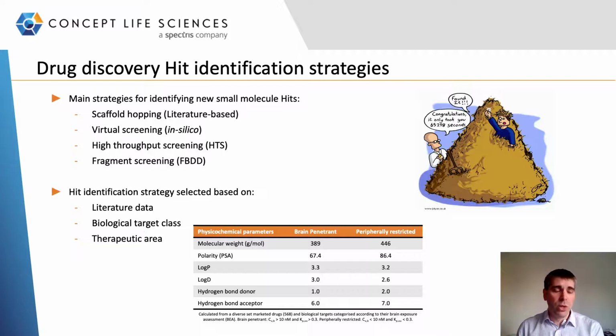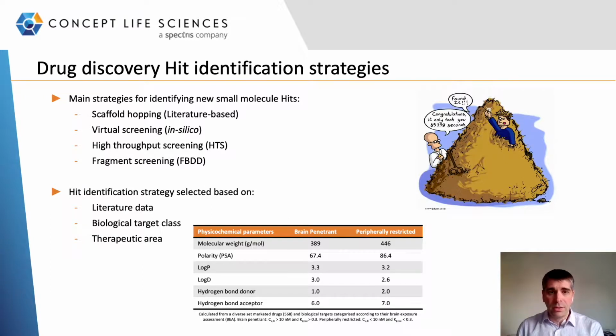And there are a range of questions that we need to ask ourselves when initiating a hit identification campaign. First of all, how much literature data there is available, but also we need to understand the biological target class and if there are any restrictions associated with that. And finally, the therapeutic area is especially relevant for CNS targets.